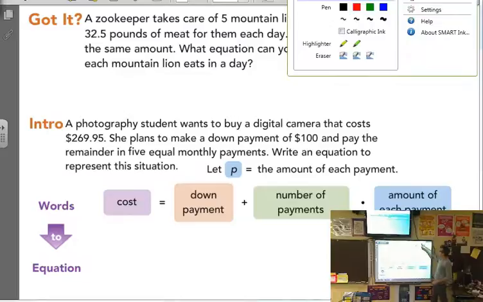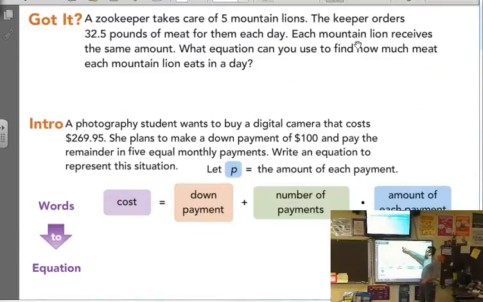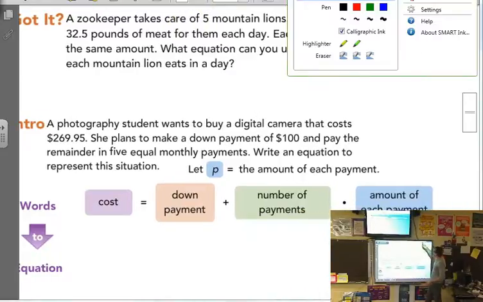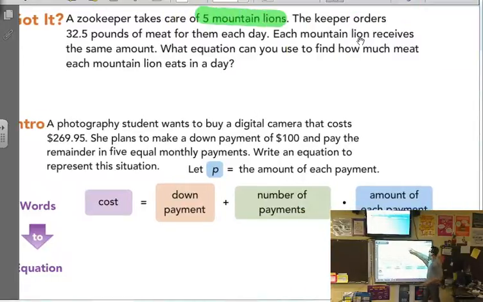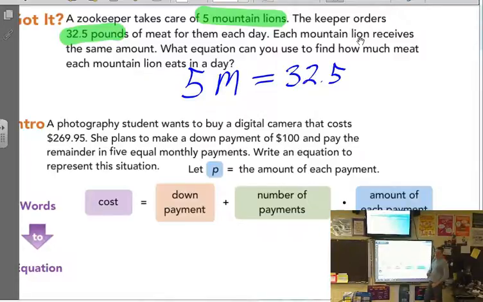So go ahead and try this on your own if you haven't yet. It says a zookeeper takes care of 5 mountain lions, and the zookeeper orders 32.5 pounds of meat for them each day. So we know that the 5 mountain lions consume 32.5 pounds of food each day. I'm just going to say M for meat, or mountain lions, whatever you want to say. Each mountain lion receives the same exact amount, so this M is going to be the amount of food each mountain lion receives.